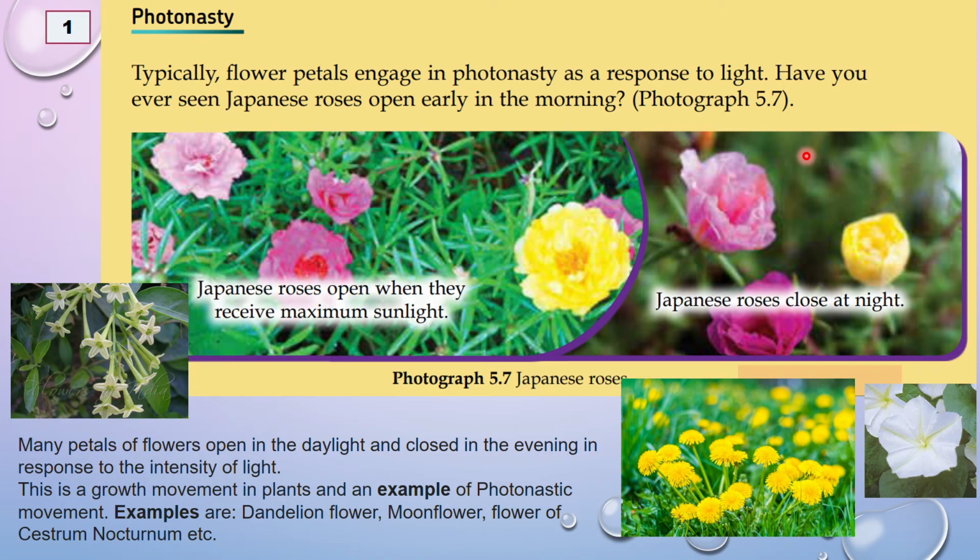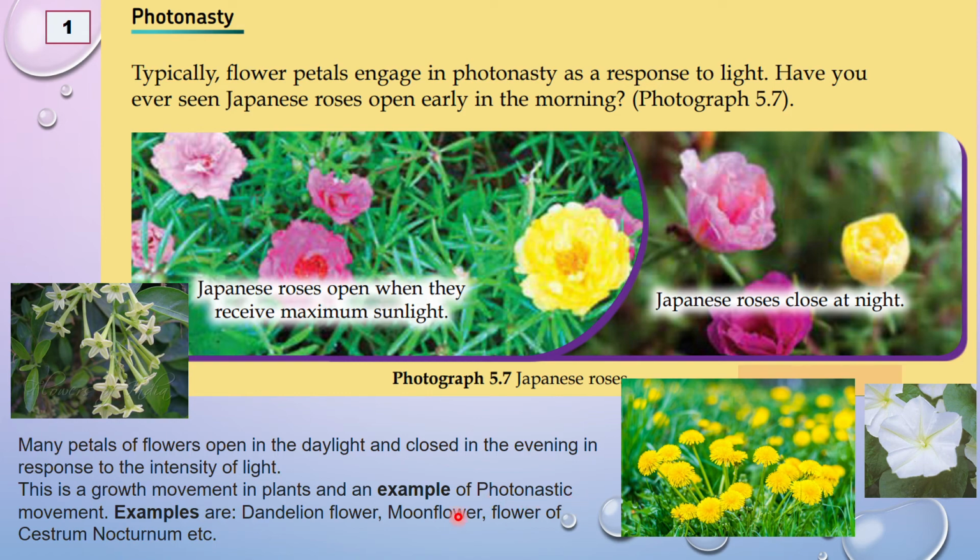The first one is photonasty. By the name photo, you know that this is a response to light. Typically, flower petals are the ones engaged in photonasty. This is the picture showing the Japanese roses, which open early in the morning. But when it is nighttime, it starts closing. So the petals of these Japanese roses are engaged in photonasty. This is a growth movement in plants.